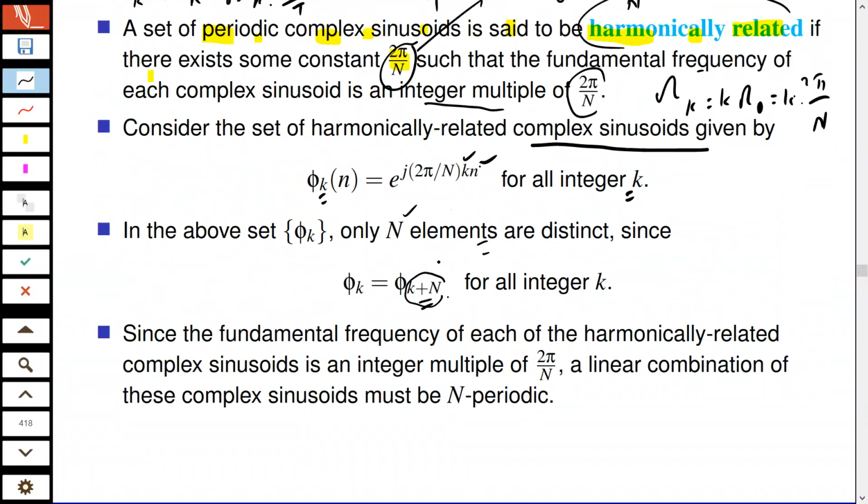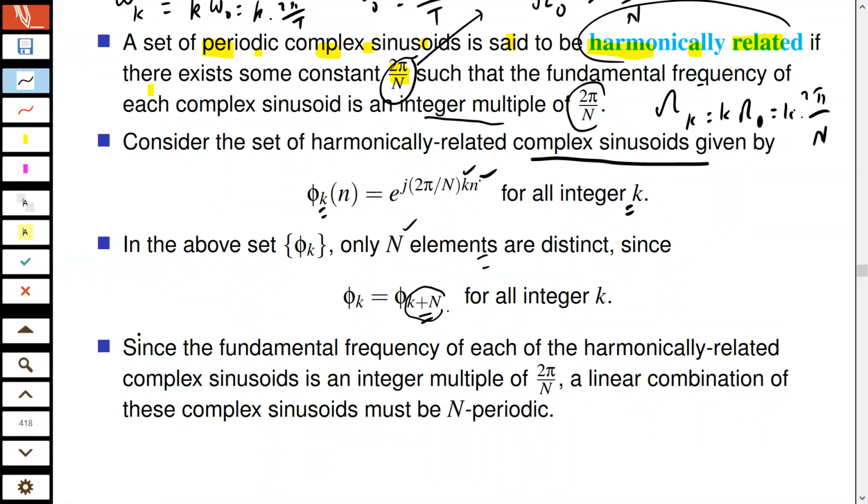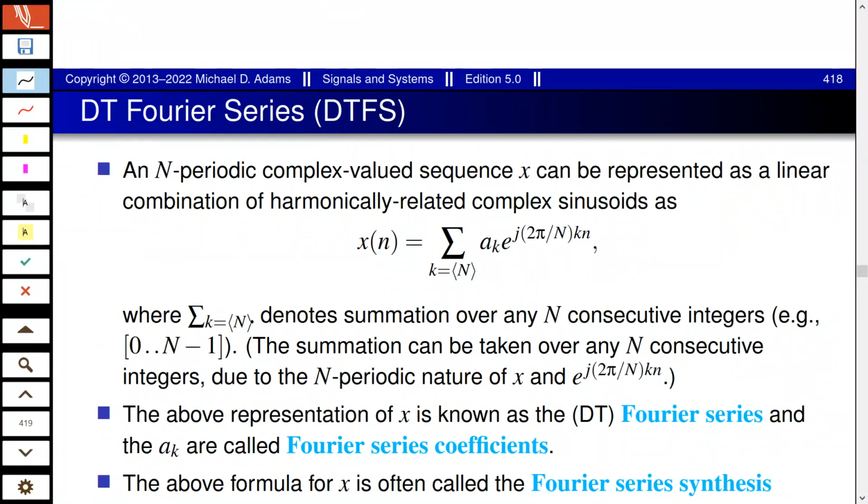So this summation, although you will write k from minus infinity to plus infinity, because these terms are actually repeating, when you take the combination, you will not have this infinity anymore because you just combine them. So the overall sum will look something like this, right? It will look something like this.